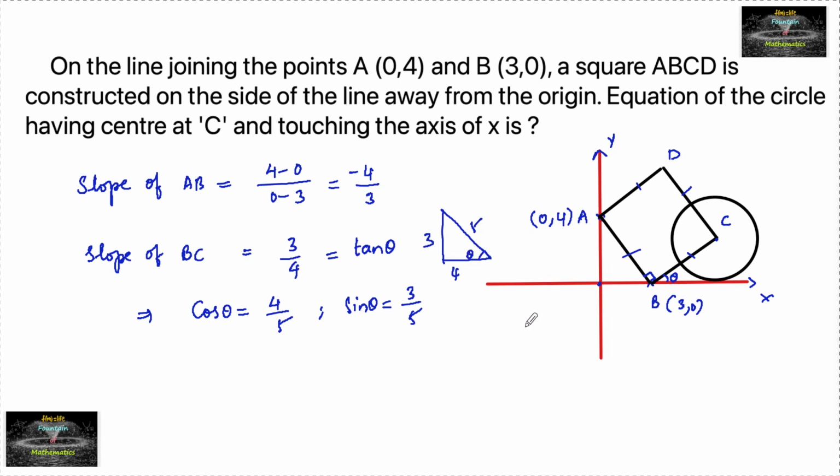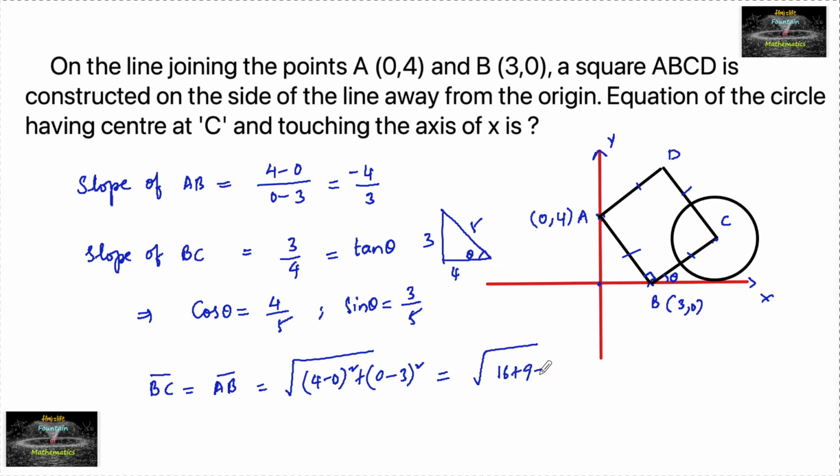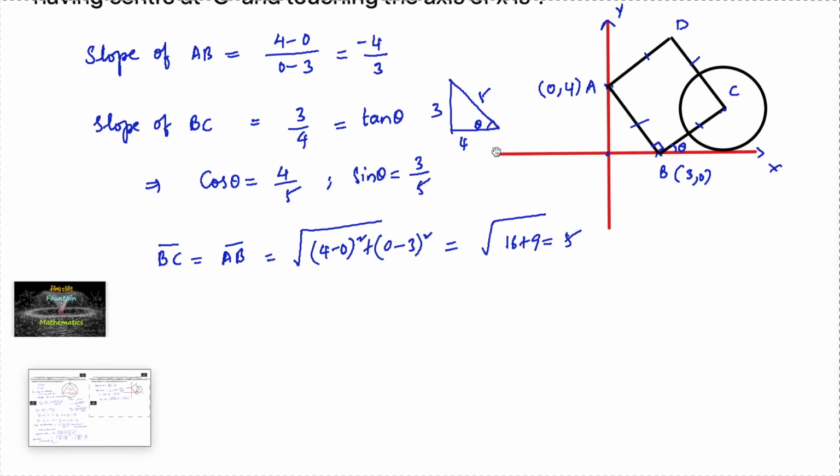Now by using parametric coordinates from a point B(3, 0) at a distance of BC, so what is the length of BC? BC is the same as AB, which is the square root of (4 minus 0) whole square plus (0 minus 3) whole square, which is 16 plus 9, 25. Square root of 25 is 5 units. So the side of the square is 5 units, and we know the point B(3, 0), and we know the cosine and sine of its inclination, and hence we can find the parametric coordinates.